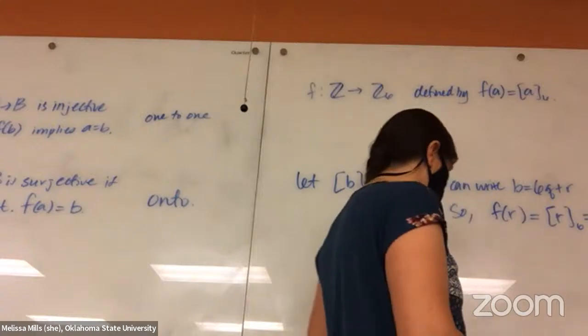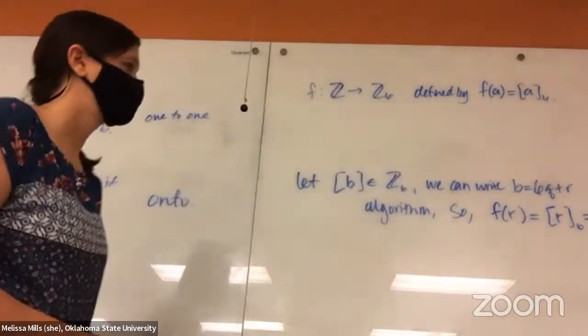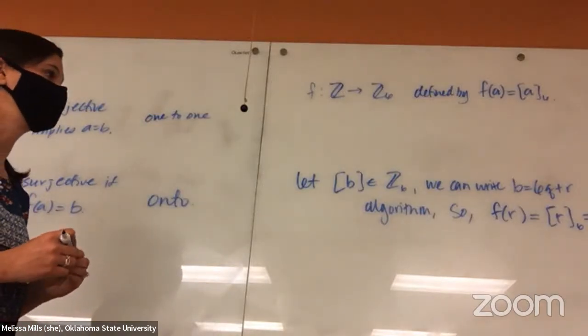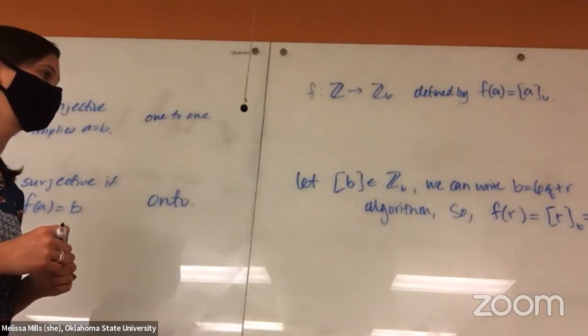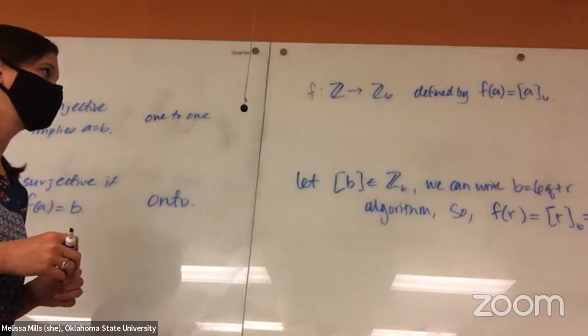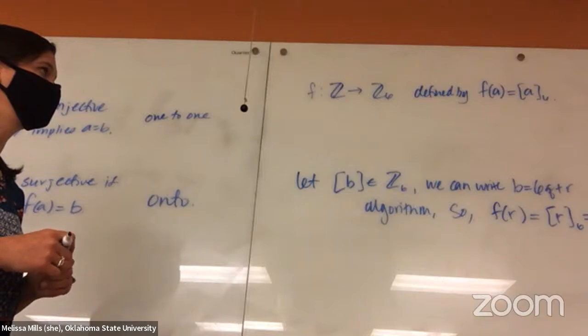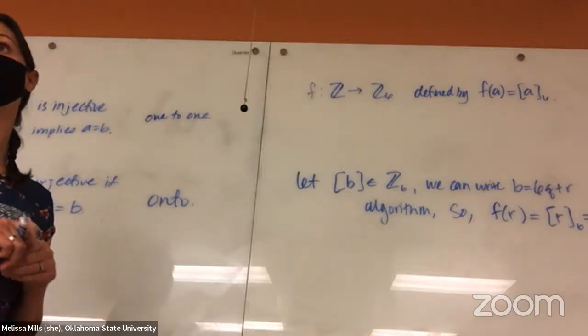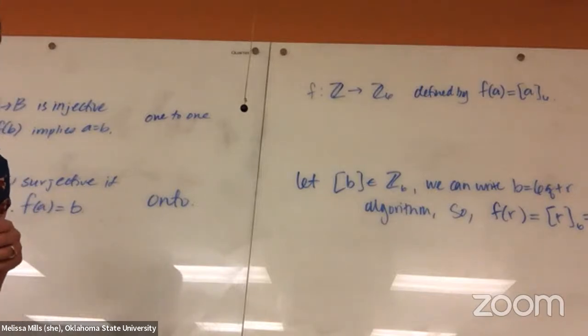Since we know the mapping of this, taking anything from it and making it mod 6, could we just use a case argument to show that it's not injective, and that there are two elements in Z that map to the same thing? Yep, you can. If you're trying to disprove something, a counterexample will work.